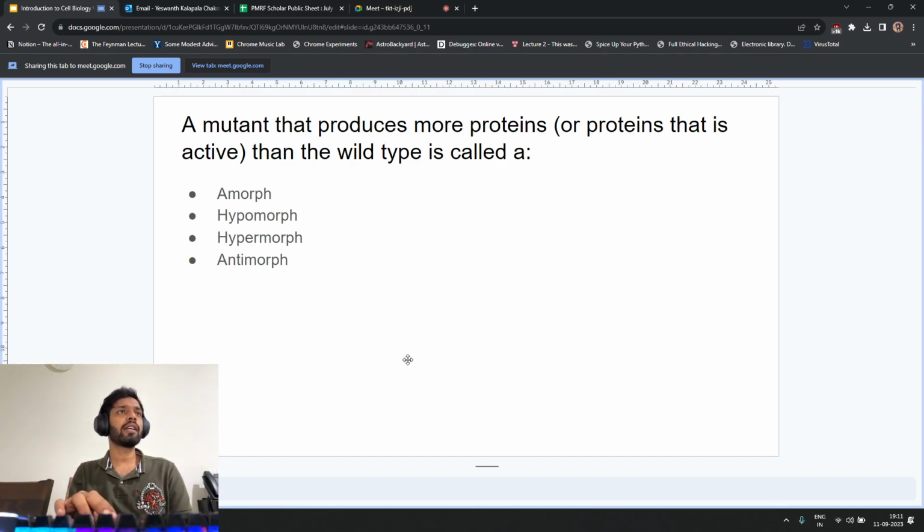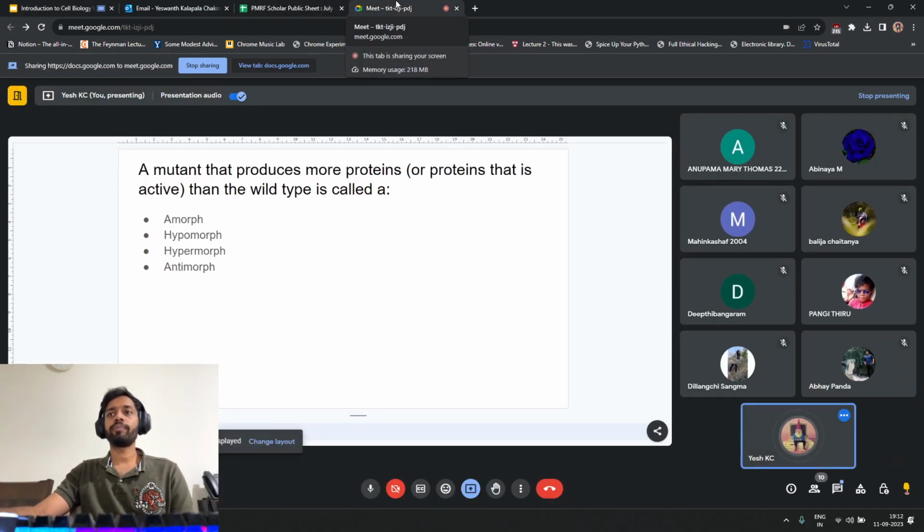Okay, so moving on, a mutant that produces more proteins or proteins that are inactive than wild type is called a what mutant? Is it an amorph mutant, hypomorph mutant, hypermorph mutant, or antimorph mutant? So here they're talking about the different varieties of mutants. So if a mutant produces more protein than the wild type, then that mutant is called what? In this particular case, they're asking you to consider that the protein is active, but it's produced more in number. Any idea?